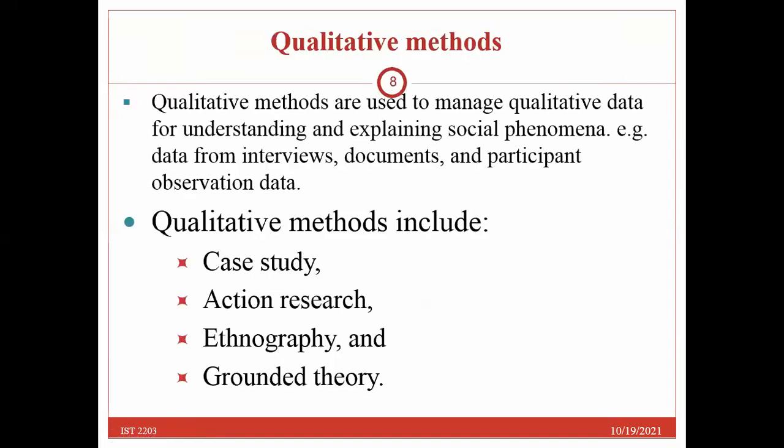So first, we're going to look at the qualitative methods. Qualitative methods are used to manage qualitative data for understanding and explaining social phenomena, for example, data from interviews, documents, and participant observation. So interviews, documents, and participant observations are how you get the qualitative data. These qualitative methods include case study, action research, ethnography, and grounded theory.